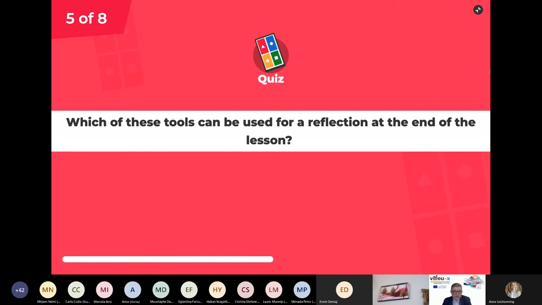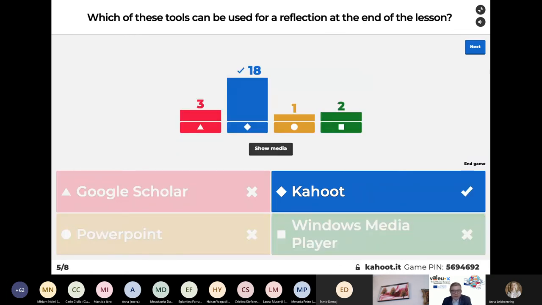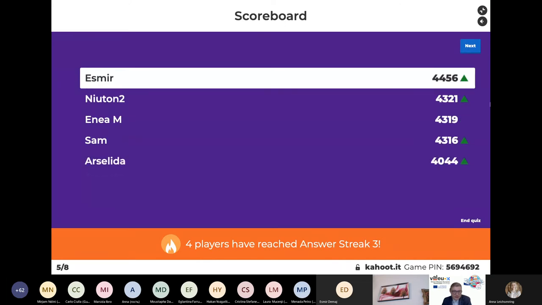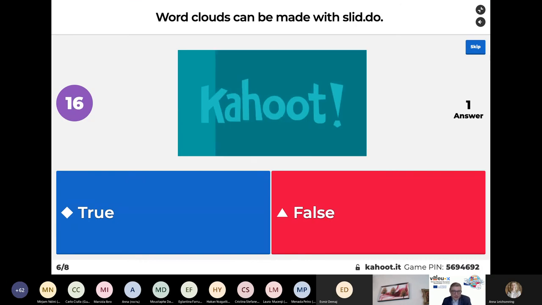Next question. Which of these tools can be used for a reflection at the end of the lesson? Okay, most of you pick Kahoot. This seems to be the right answer. Let's see who will be on first place. Still Timothy? No, it's Esmir and Newton coming to place 2, Inea on place 3. So, true or false, word clouds can be made with Slido.